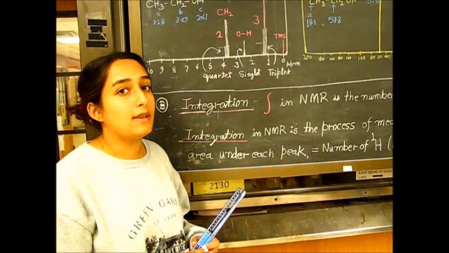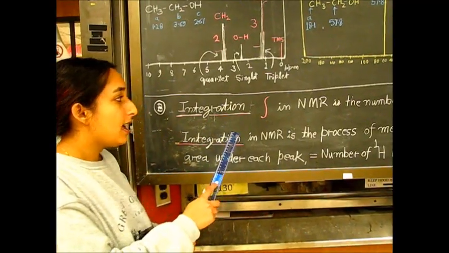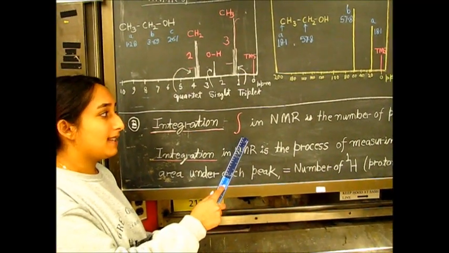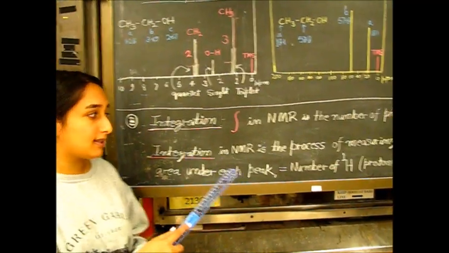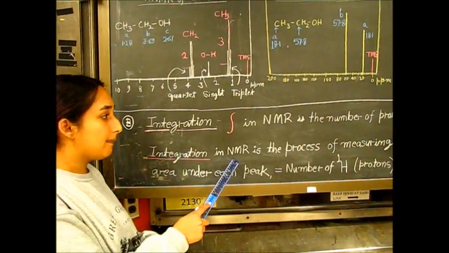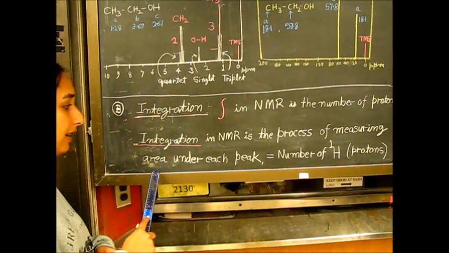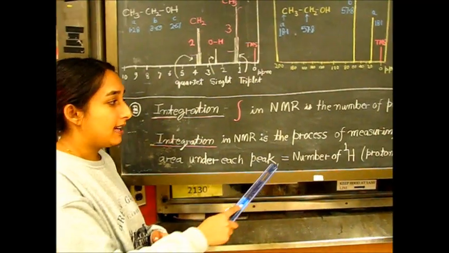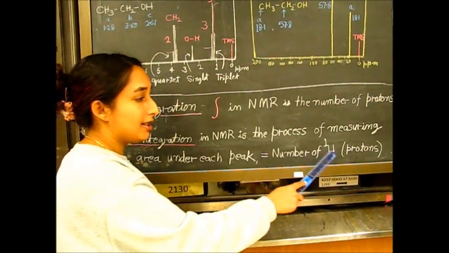Another important term in 1H NMR is integration, represented by this symbol, and it is basically the number of protons. Integration in NMR is the process of measuring the area under each peak, and it represents the number of hydrogens or protons.